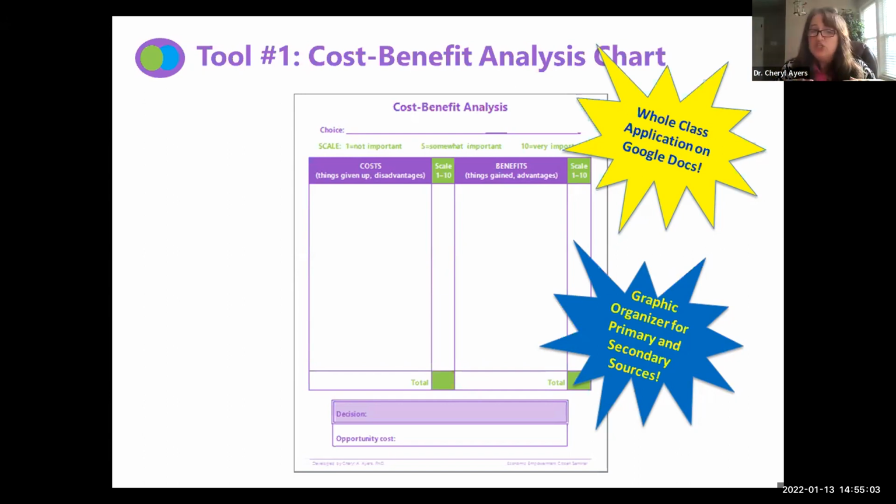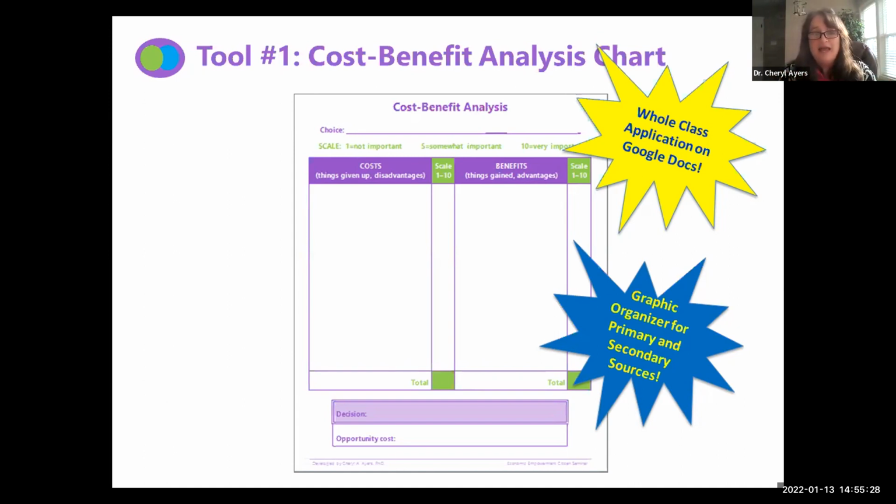At the end of that, we would share out, and now we've got this really robust conversation of, okay, here's why I'm not going to do this, and here's X, Y, and Z, using something in that cost-benefit column. You want to talk about a discussion starter, this is your best friend. And the other thing is, don't limit this to just words. You can use it as a graphic organizer for primary and secondary sources.